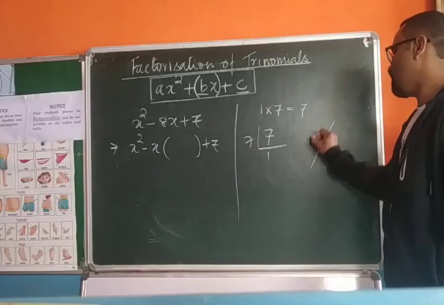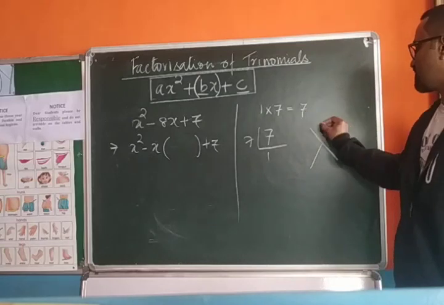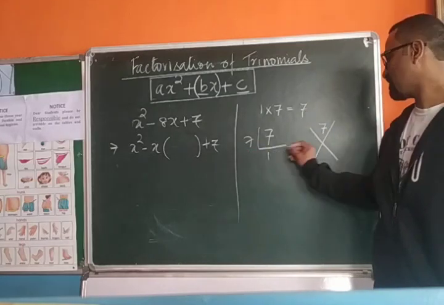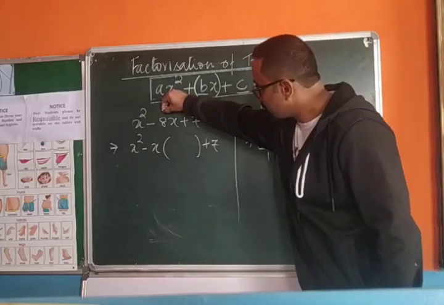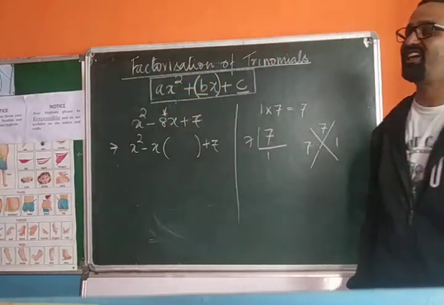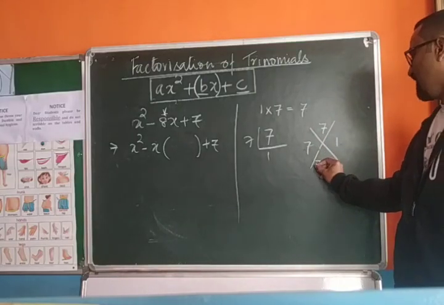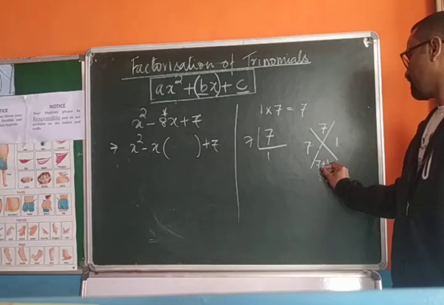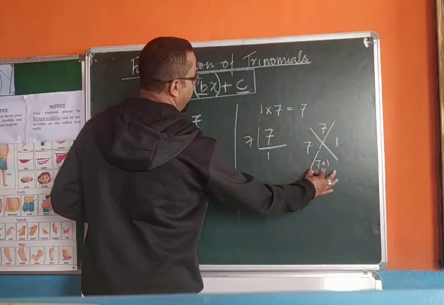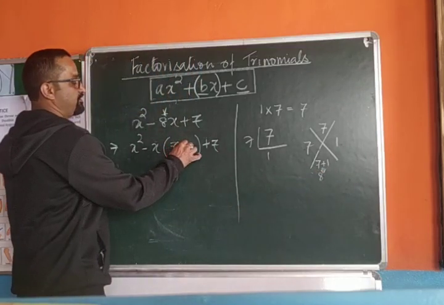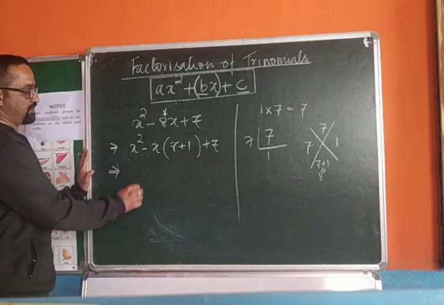You can make a cross and do it yourself. What is the product? 7. What are the prime factors? 7 and 1. How much do we have to get in the middle? It is 8. So 7 plus 1 will give us 8. So write down the numbers which you have arranged. 7 plus 1. Open the bracket and multiply it.